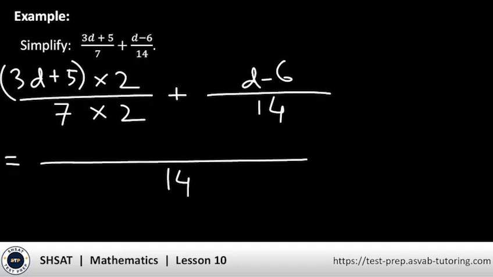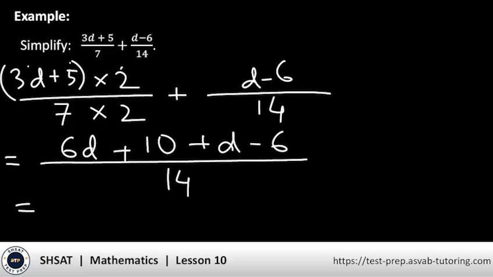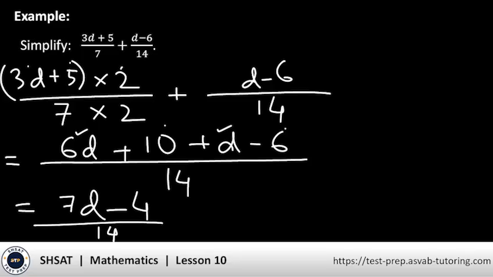In the numerator, you need to break the parentheses. So you do 2 times 3d. So 2 times 3d is what? 2 times 3 is 6 with a d. Plus, then you do 2 times 5. So 2 times 5 is 10 plus d minus 6. Now, if you see, you have 6d and then you have a d here. So you can do 6d plus d, which is 7d. And then you have a 10 minus 6 here, which is 4. 10 minus 6 is 4 over 14. You cannot go furthermore. So that is the end of this question as well.